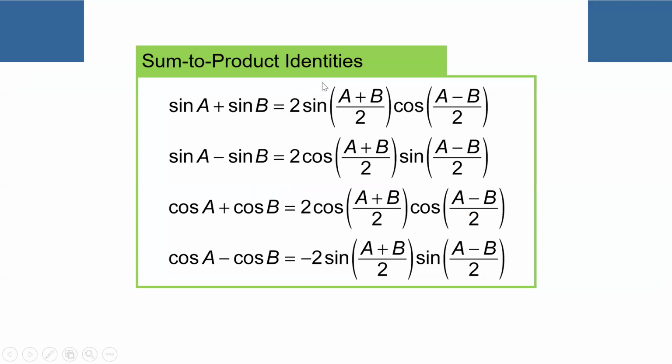All right, so sum-product identities. It means that you're taking addition and subtraction situations and turning them into only multiplying of the trig. So instead of adding, you're now multiplying.